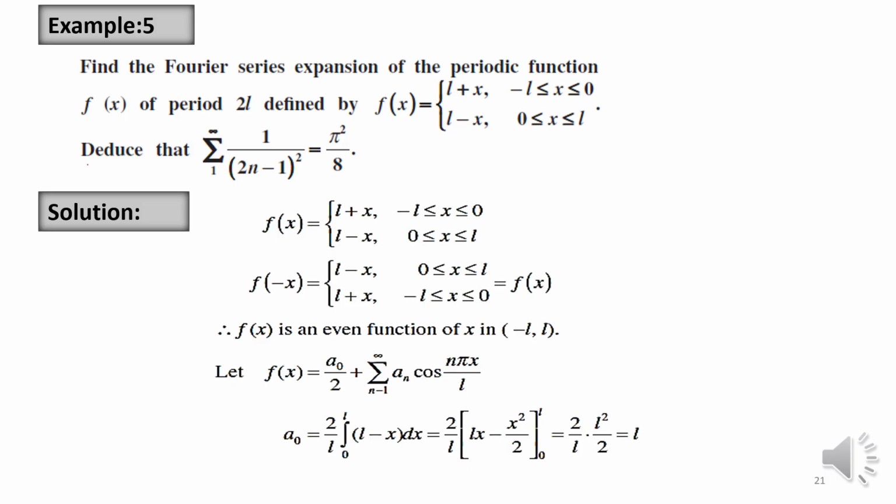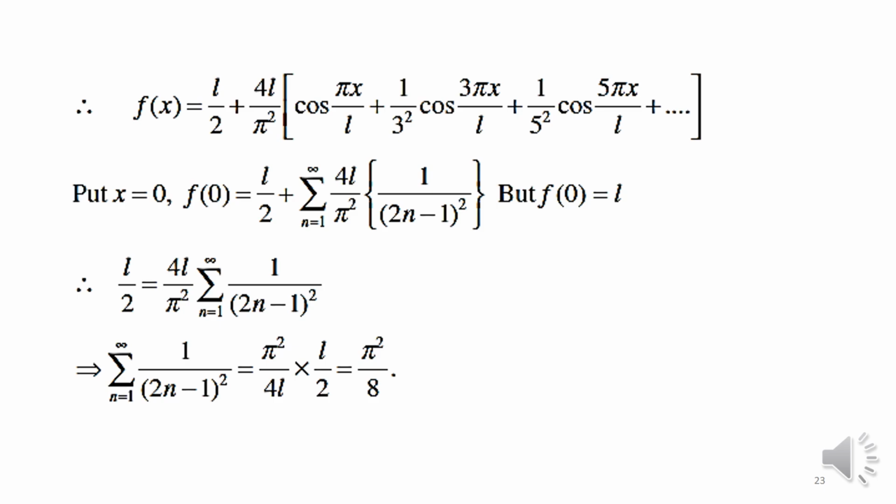Okay, for the first one it is minus L less than or equal to x less than or equal to 0, so the value just above 0, minus L, so L minus L becomes 0. If it is L minus x, 0 less than or equal to x less than or equal to L, I have to substitute the value as 0, so L minus 0, so f of 0 is equal to L. On substituting, I'll get summation n is equal to 1 to infinity 1 by (2n minus 1) whole square is equal to pi square by 8.